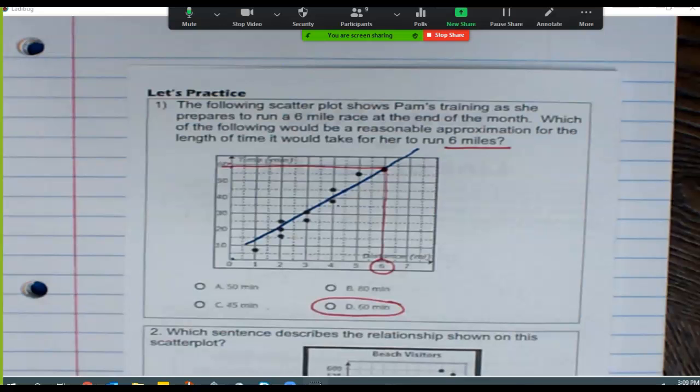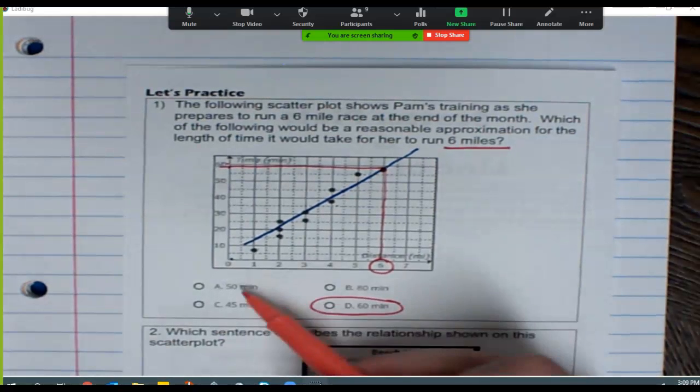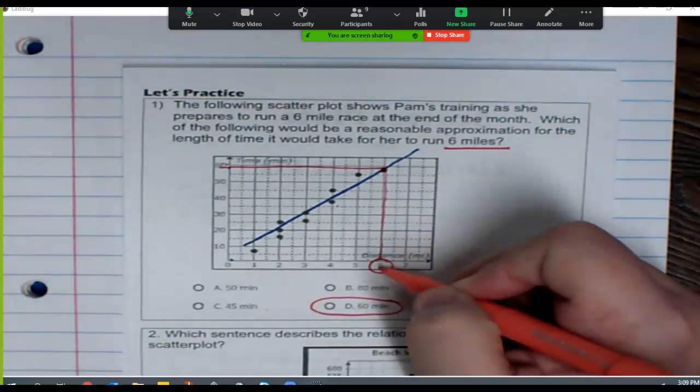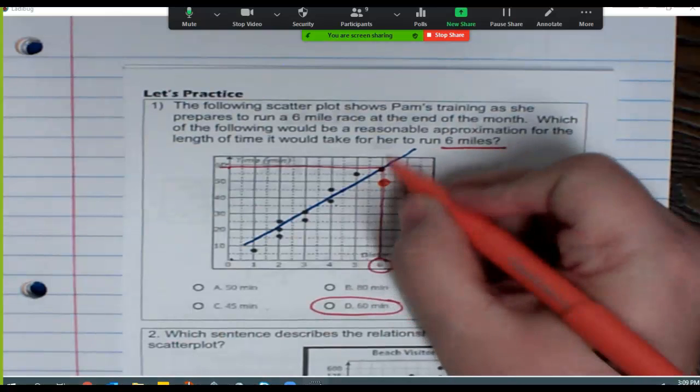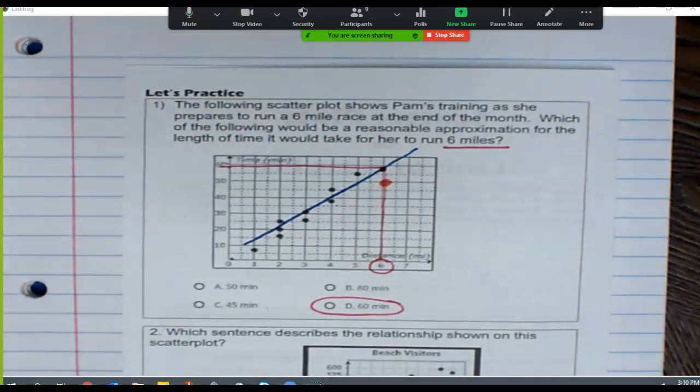Now watch, I'm going to plot the wrong answers, and you can see why they are the wrong answer. So at 50 minutes, if I took 6 miles and it only took 50 minutes, look how far that wrong answer is away from that trend line. So 50 cannot be the answer.